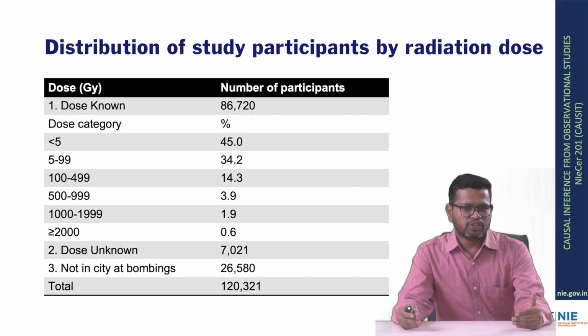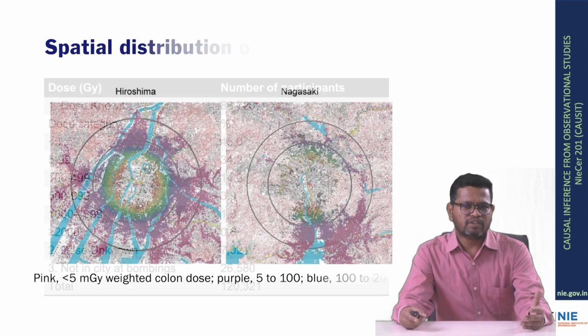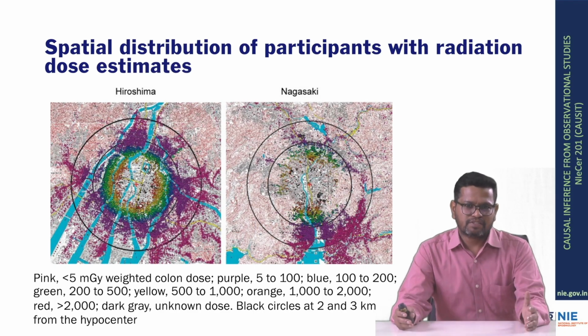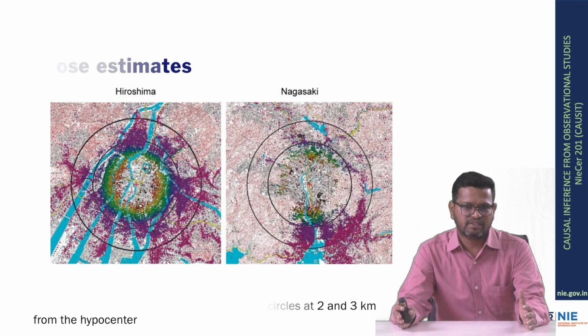The distribution of individual dose estimates in gray units of the Life Span Study participants is shown in this table. Due to complex shielding conditions, individual doses could not be estimated for about 7,000 participants located in large concrete buildings and or bomb shelters in proximal areas. The spatial distribution of subjects within the dose categories is shown in this figure, and the different dosage categories are shown in different colors in this diagram.